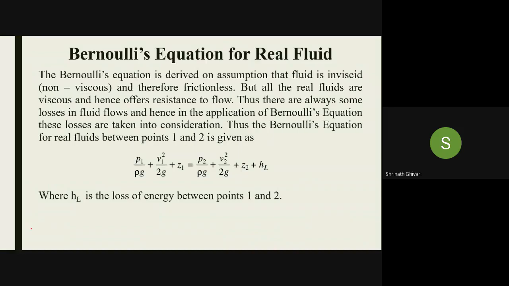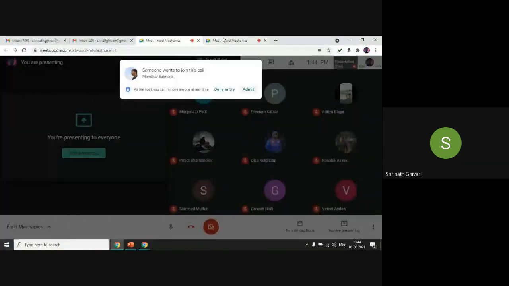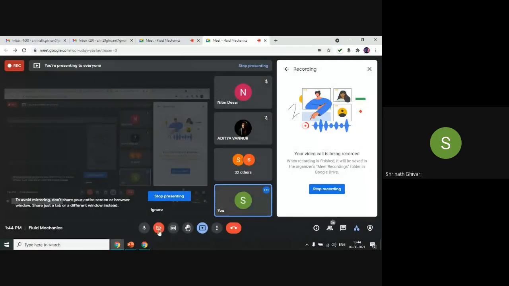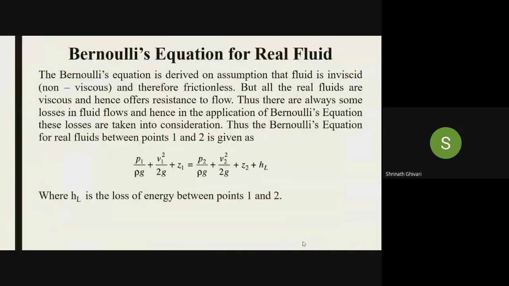What is a real fluid? A real fluid is one which has viscosity.